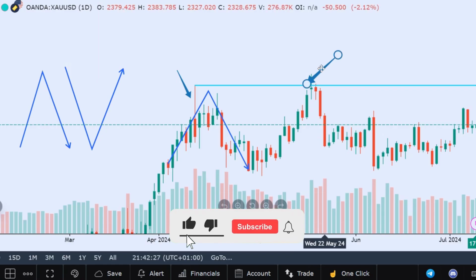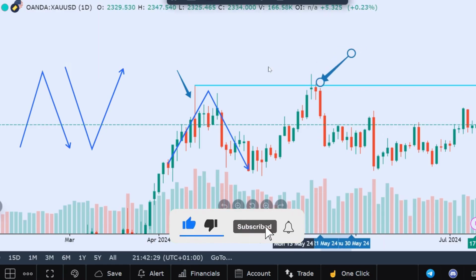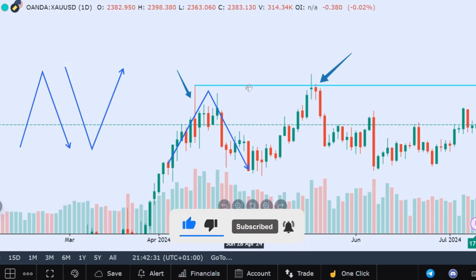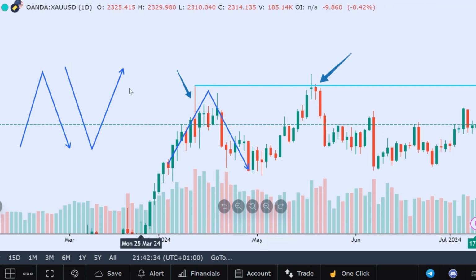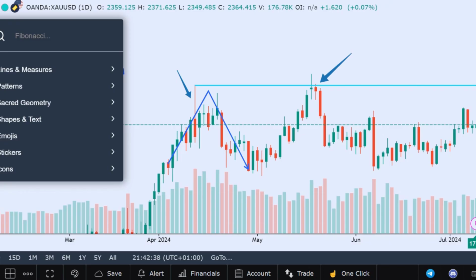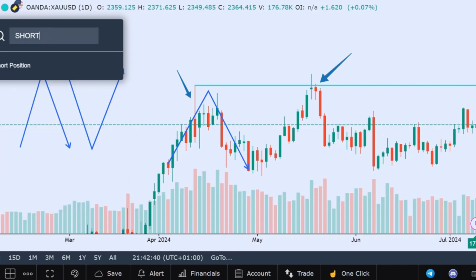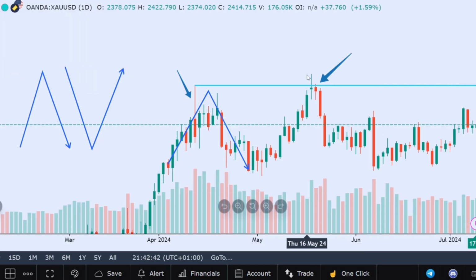Then immediately you see the market close below the key level we just drew right there. You're going to go for a sell, all right? And this is very simple and straightforward. The wick right at the top is going to be a stop loss, okay?